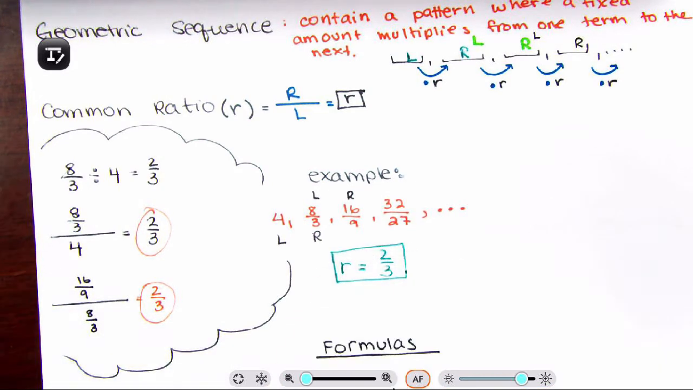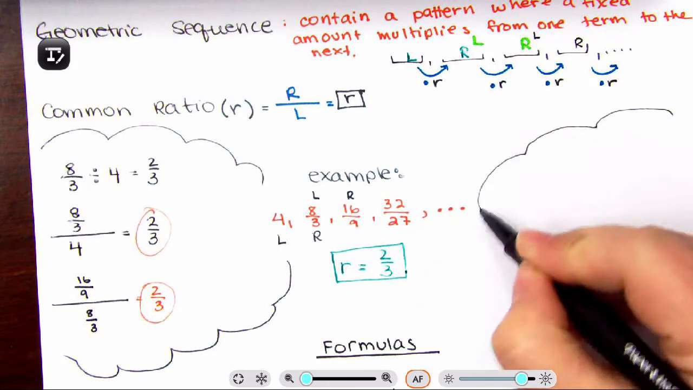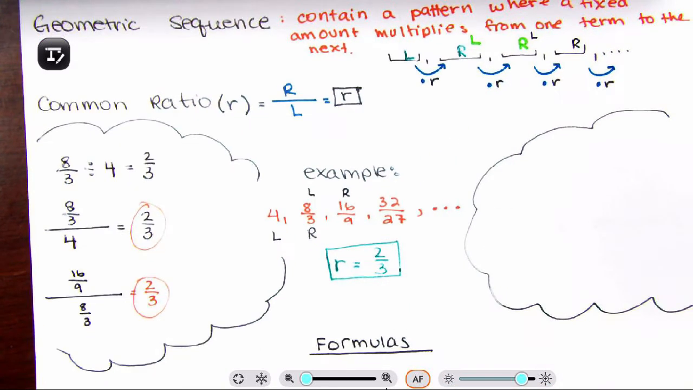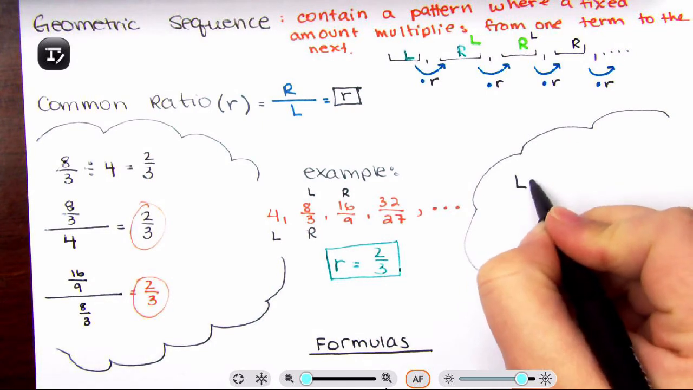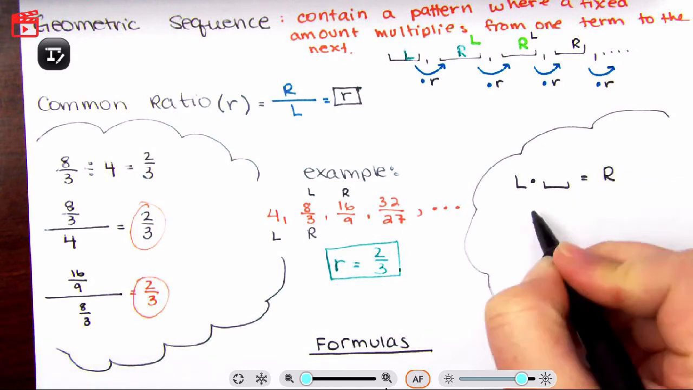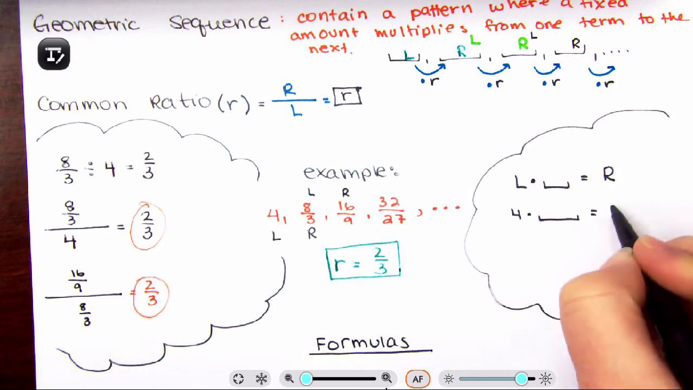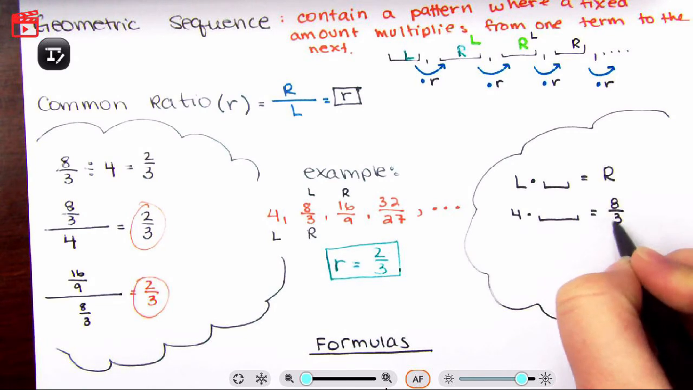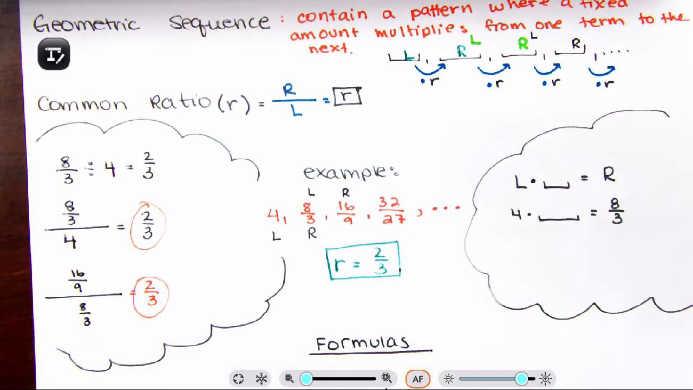Now, how would this work if we were to do the multiplication and find the pattern this way? If I use multiplication to find the pattern, all I have to do is say my left times what equals my right. So my left is 4 times what equals my right, which is 8/3. This would be your little r. This is your common ratio.